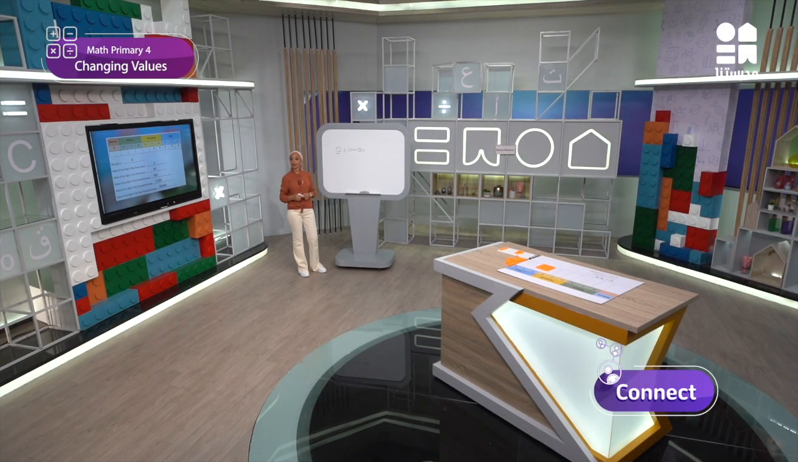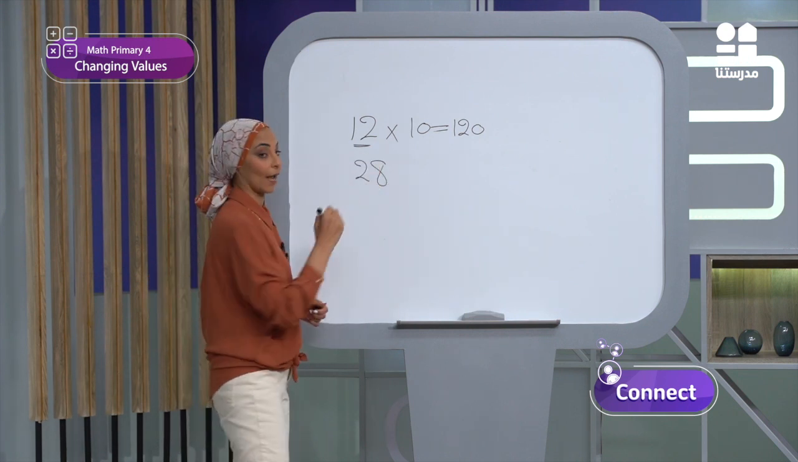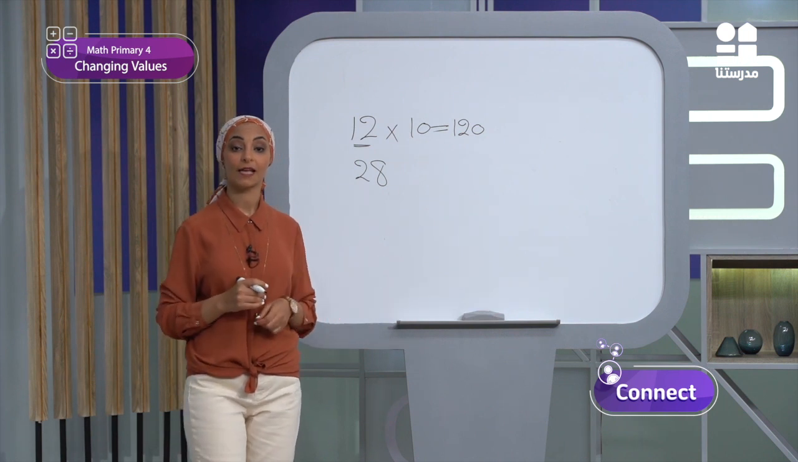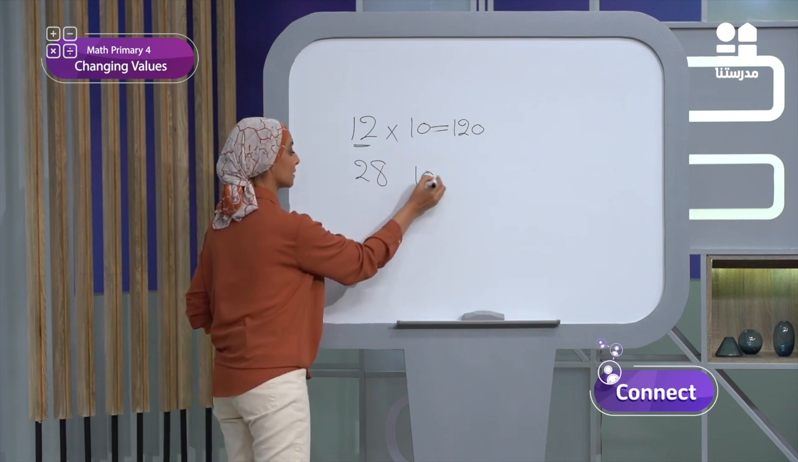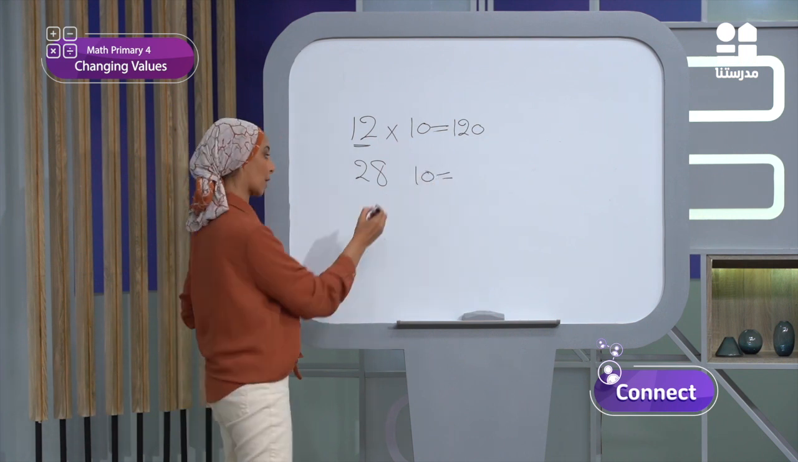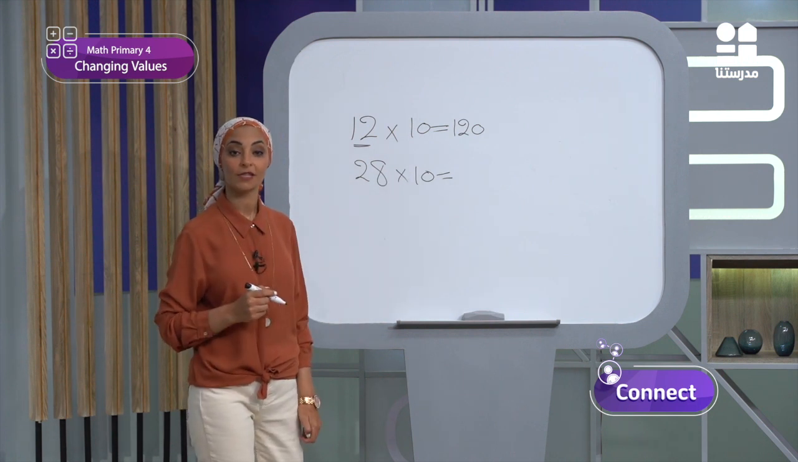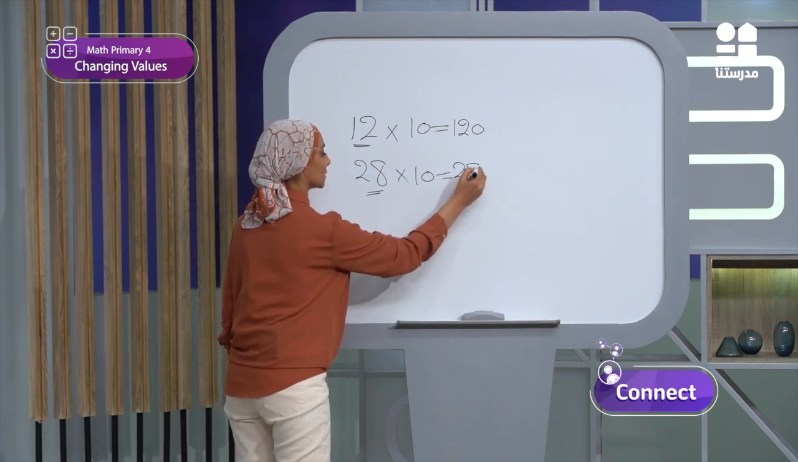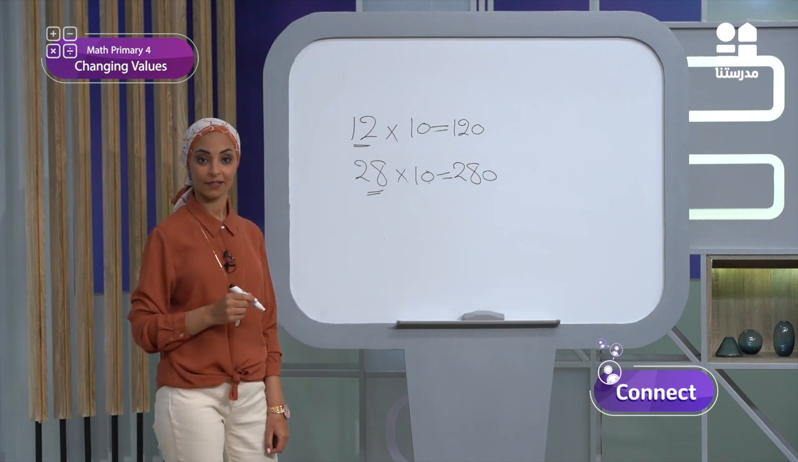Okay, if the number of ants in 1 ant hill is 28 ants, if 28 ants in 1 ant hill, so the total number of ants in 10 ant hills, who can tell me? Yes, total number of ants in 10 hills is 28 times 10. Now it's very easy. 28 times 10 equals what? Yes, I'll put this number as it is and put the 0 here to be 280 ants.